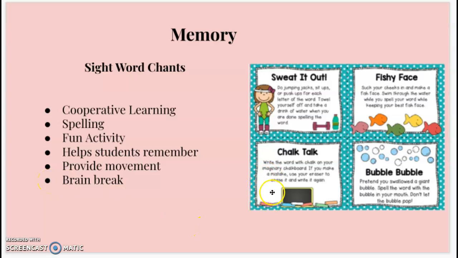In this image here, you can see a few examples of what type of movements the students can do. The first one could be a sweat it out, so they do jumping jacks, they could do sit-ups, they could do other types of exercise. And then the fishy face, where they suck their cheeks in and make a fishy face, and it's kind of silly, but it will probably help them remember the sight words. And the chalk talk and the bubble. Those are great examples of movements they could do to further help them remember the sight word chants.